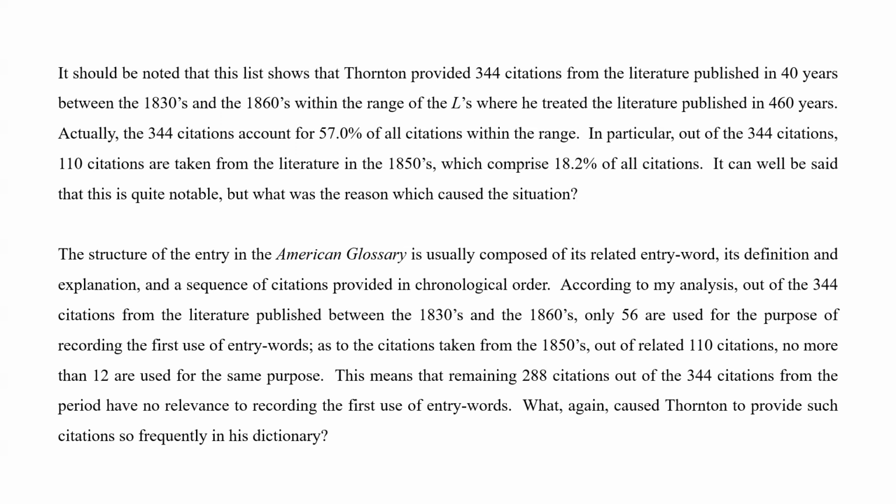According to my analysis, out of the 344 citations from the literature published between the 1830s and the 1860s, only 56 are used for the purpose of recording the first use of entry words. As to the citations taken from the 1850s, out of the related 110 citations, no more than 12 are used for the same purpose. This means that the remaining 288 citations out of the 344 citations from the period have no relevance to recording the first use of entry words, but again, what caused Thornton to provide such citations so frequently in his dictionary?